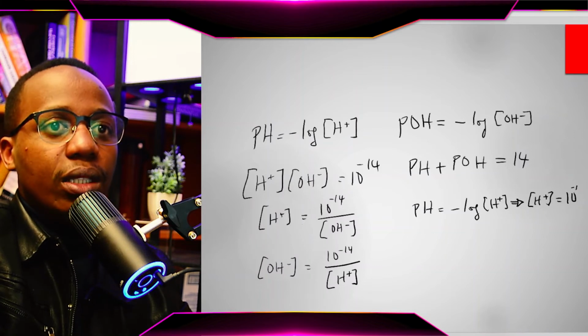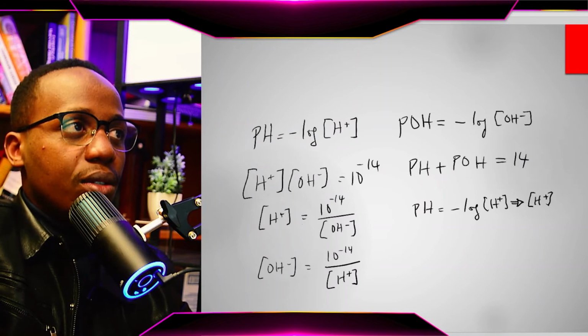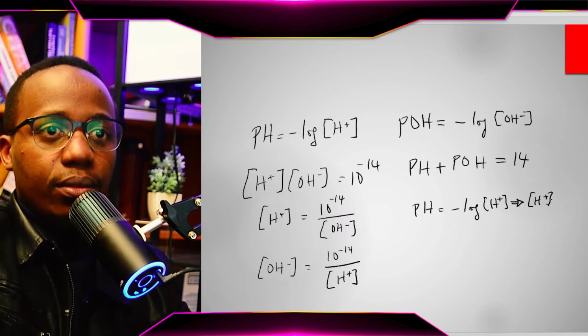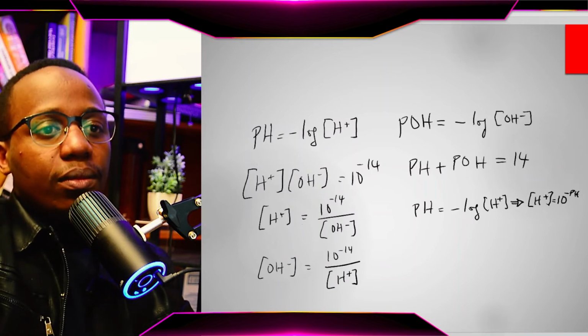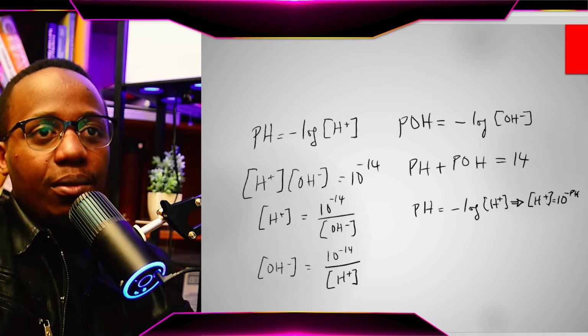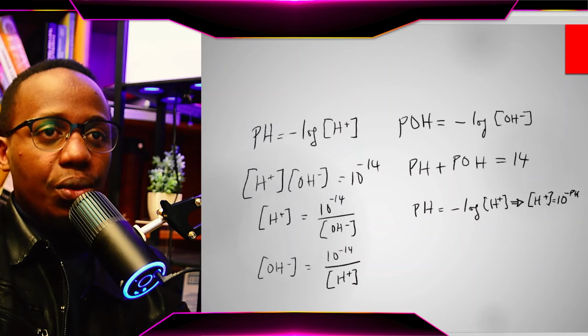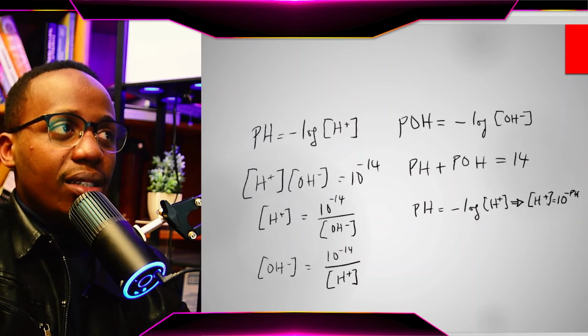Let me move this here. H plus concentration is equal to 10 to the negative pH. There you go. This is how you measure H plus when you're given pH, because sometimes they can give you that. Or, if you're given pOH, it's the same idea.